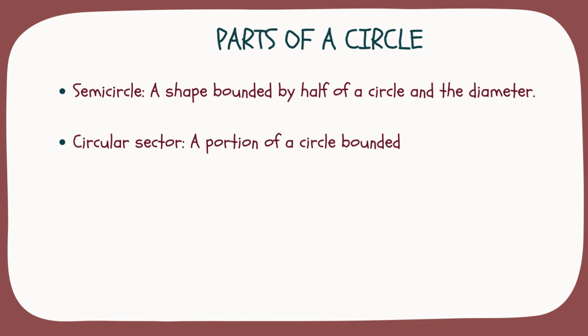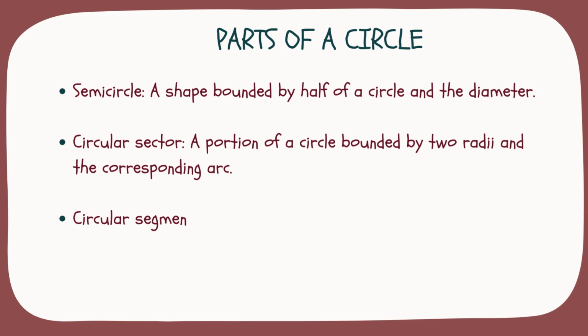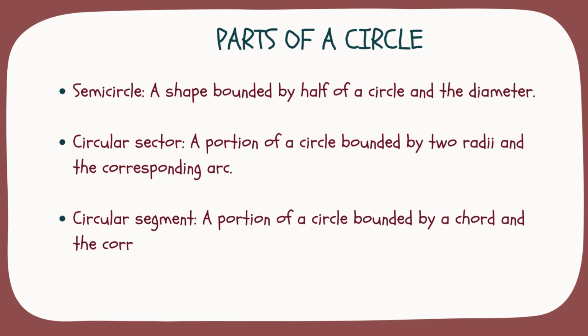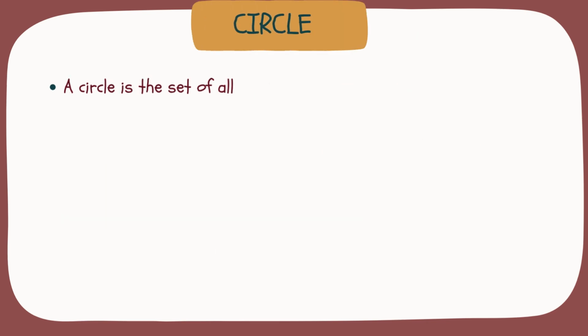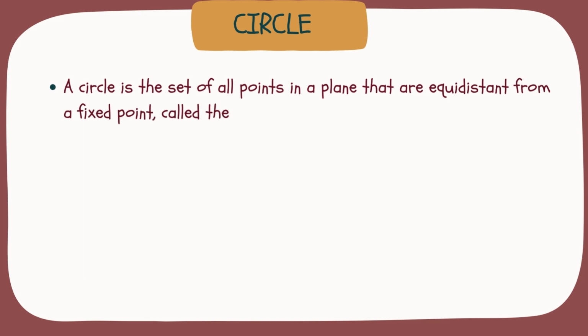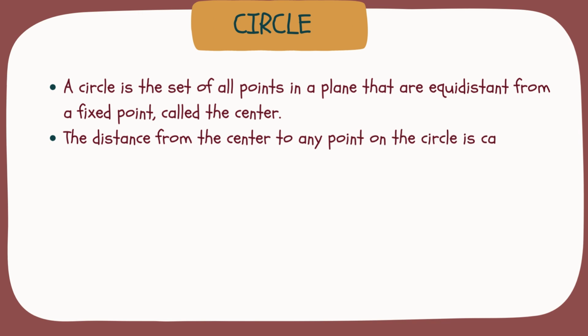Circular sector. A portion of a circle bounded by two radii and the corresponding arc. Circular segment. A portion of a circle bounded by a chord and the corresponding arc. A circle is the set of all points in a plane that are equidistant from a fixed point called the center. The distance from the center to any point on the circle is called a radius.